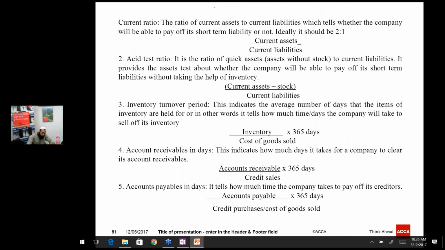These are basically liquidity ratios, and you have very good knowledge of these as well. The first you have is the current ratio. What does the current ratio indicate? It indicates how many current assets the company has to pay off its liabilities. So the ideal ratio is that you should have $2 to pay $1 of liability. Then comes the acid test ratio, which is known as the quick ratio.